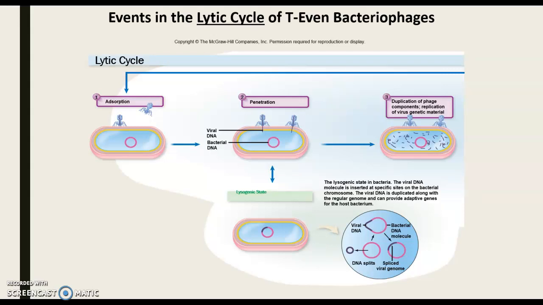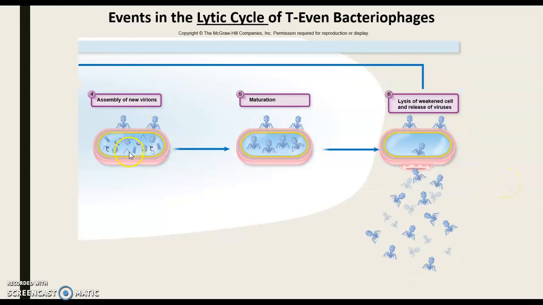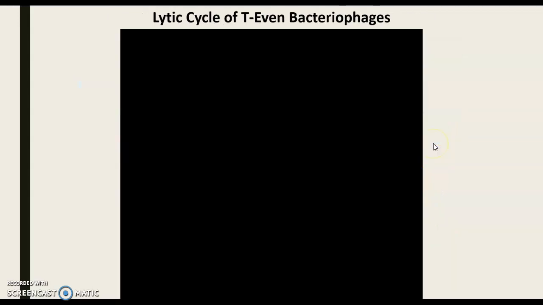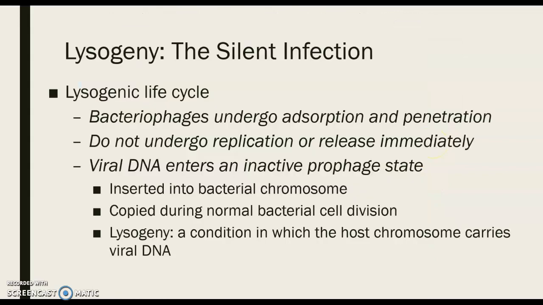So, the lytic cycle has adsorption, penetration, duplication. There's more here on the next page. So it sticks to the cell, pokes through the cell, injects the DNA into the cell, and then there's a duplication of the phage components using that DNA code. Okay, and then there's the assembly of the new virions. They mature, and then the cell bursts. Okay, so that's the lytic cycle.